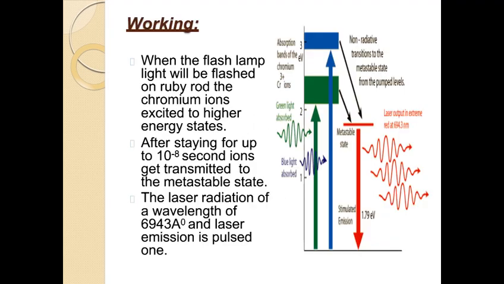In the working of the ruby laser, you can see the energy level diagram is drawn. When the flash lamp is flashed on, the chromium ions in the ruby rod are excited to higher energy states. After staying there for 10 to the power minus 8 second, the ions get transmitted to the metastable state, and the laser radiation of wavelength 6943 Angstrom, which is bright red in color, is given out. This is a pulsed wave laser wherein the output beam ceases when the excited chromium ions are over.